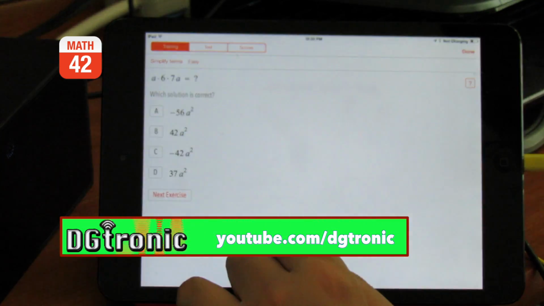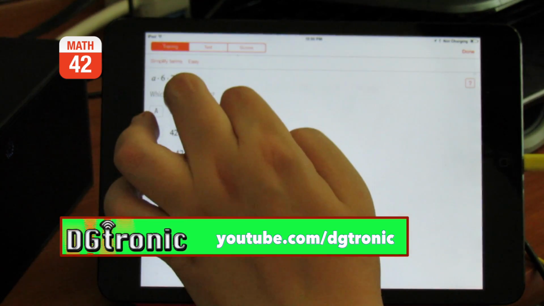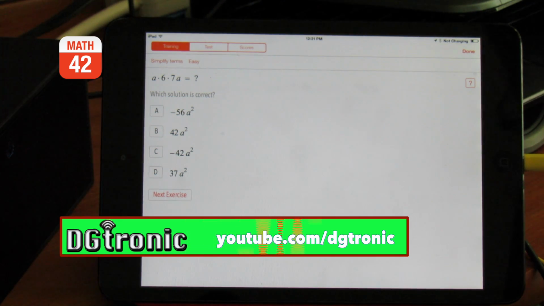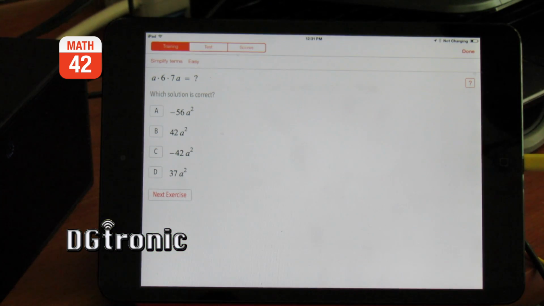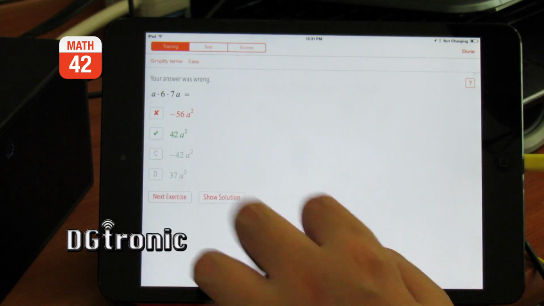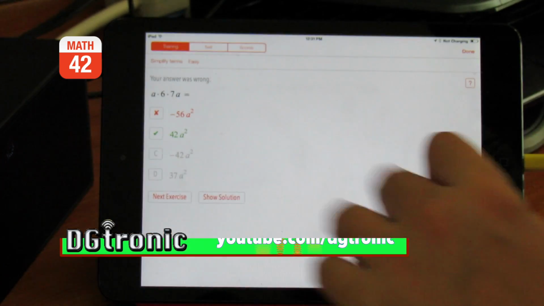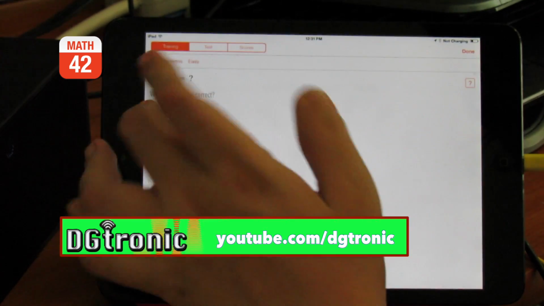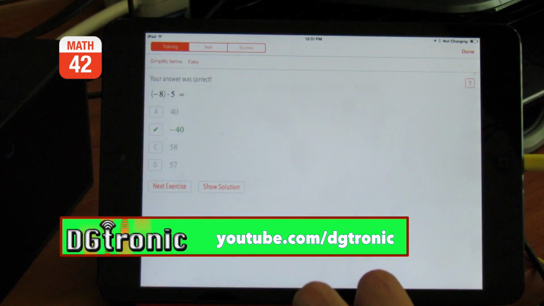So, next exercise, okay. A times 6 times 7a. That would be a squared... Oh, sorry, no. 7a squared, and then 6 times 7 is... Oh my god, my math is bad. 56, I think. Oh, got that wrong. 42. Next exercise. Negative 8 times 5. Well, that's easy. Negative 40.